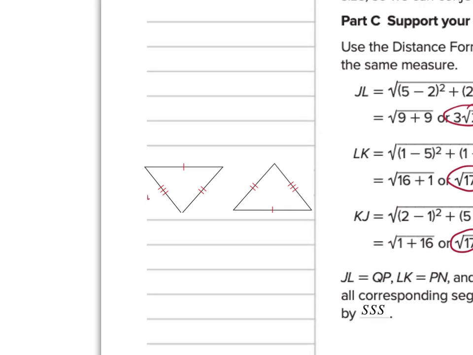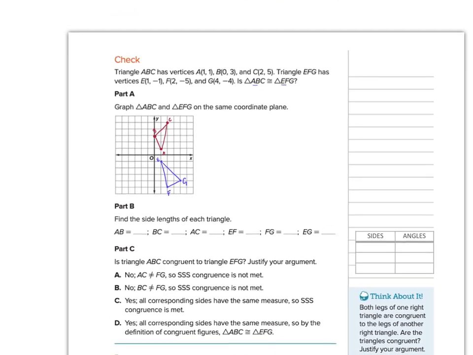So if this is 4, I would hypothetically say if that's 4, then I know this is 4. If this is 7, then I know this is 7. And if this is 5, I know this is 5, just because they are corresponding congruent sides. So that is when we have all sides of one triangle congruent to all sides of another triangle.